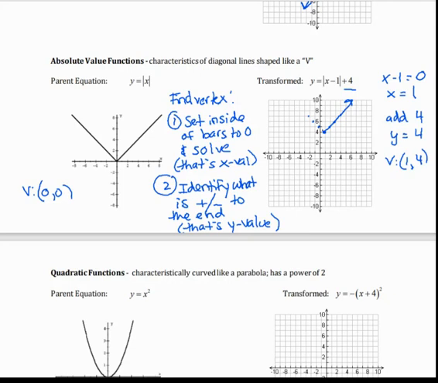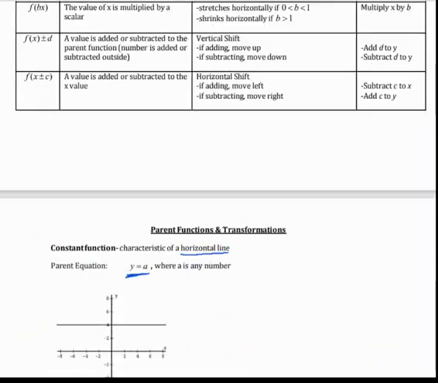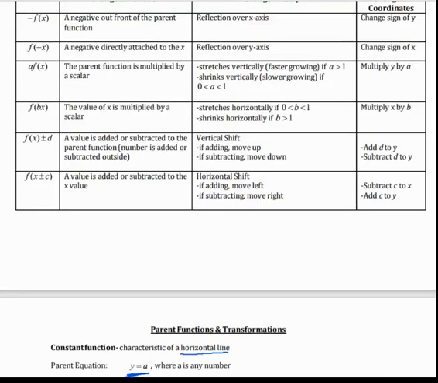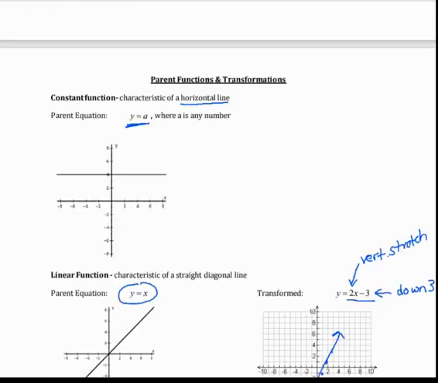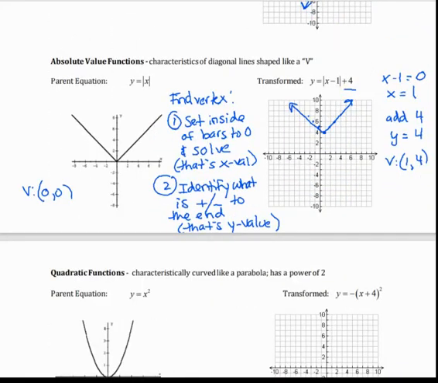Now let's talk about the transformations. Does that make sense? So let's look. If I go back to my chart from up above, when I add or subtract something to the inside of the function, it's a horizontal shift. So here I am subtracting to the inside of this function. So when I subtract, it moves it to the right. So in this case, it moves it to the right one. The plus 4 will move it up 4.